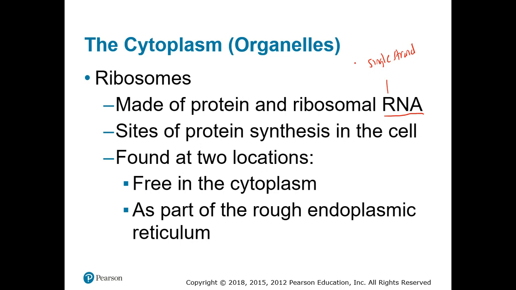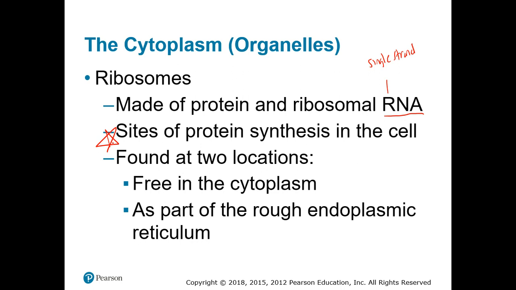Also, the base units are different. Instead of the base unit thymine, it has uracil. There are different types of RNA, and the one that makes ribosomes is ribosomal RNA. Ribosomes are important because they are the site of protein synthesis in the cell. They are in charge of where translation is going to be, if you remember the terms transcription and translation from biology.